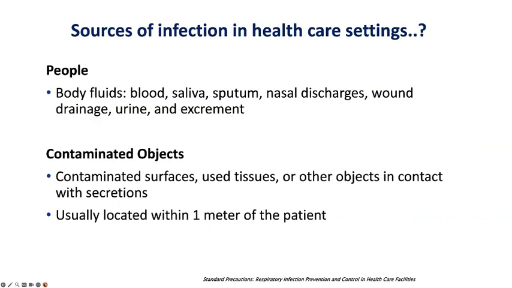So moving on to infection in healthcare facilities and IPC, the sources of infection in the patient or the individual who has the infection, who might be at risk transmitting it to others, are all known. So people can have infection in their body fluids, in blood, saliva, sputum, nasal discharges, wound drainage, urine, and in excrement or feces. Infectious sources also include objects that are contaminated with any of these things I've mentioned. So contaminated surfaces are a problem, but so are used tissues or any other objects that have come in contact with secretions. And normally these are objects that are located within 1 meter of the patient.